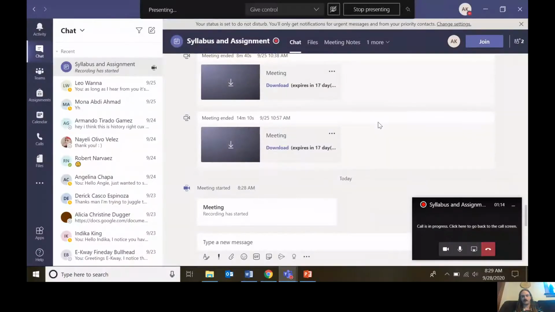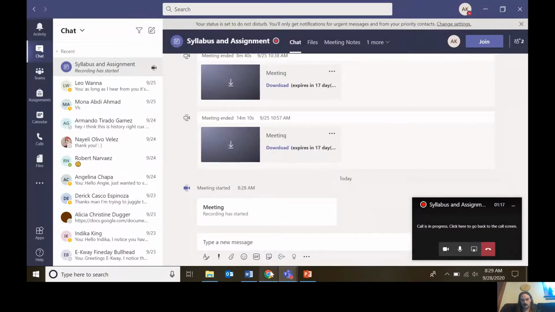Okay, so I have decided I'm going to leave the camera up on the corner because it's nice for you guys to be able to see my face, I think. Makes it a little bit more personable.